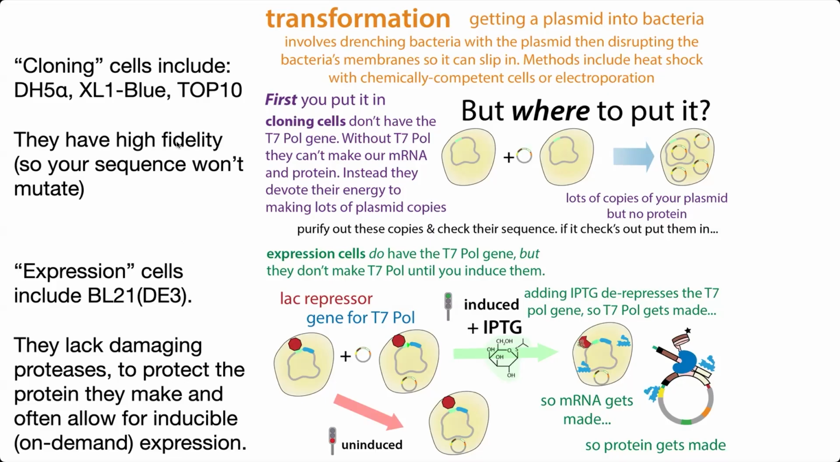And so for cloning, if you're just trying to amplify the plasmid rather than make protein, you often use cloning cells like DH5 alpha, XL1 Blue, Top10, and these don't need to have those extra codons because you're not caring about the codons. You're not caring about the proteins being made. You're caring about the DNA being made.